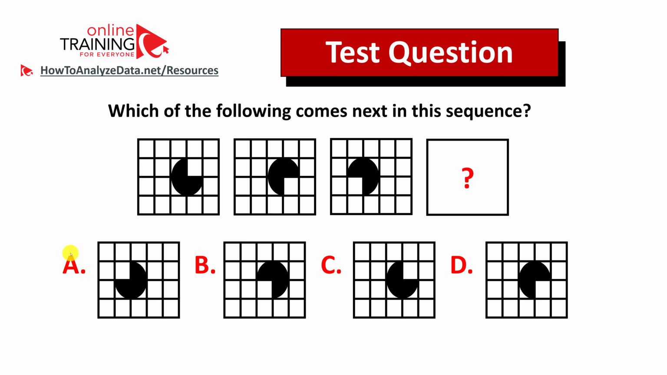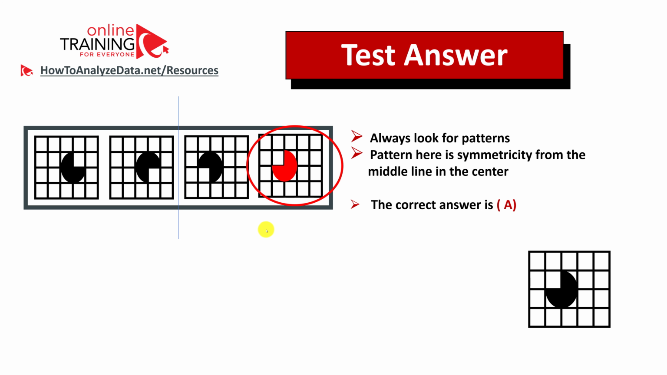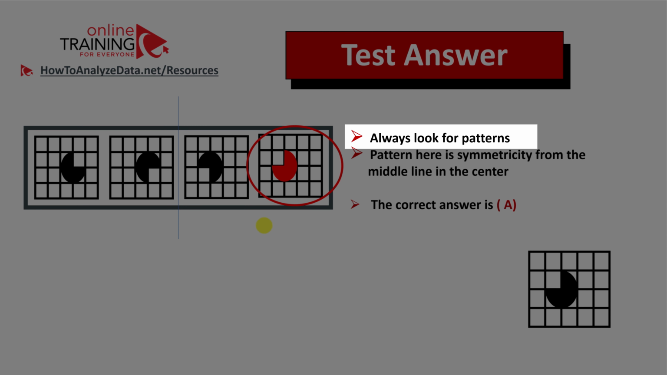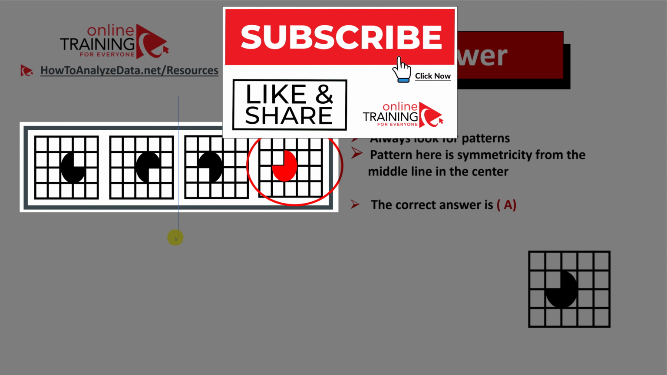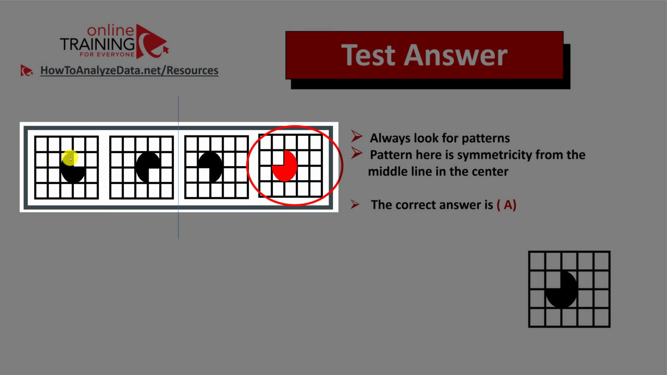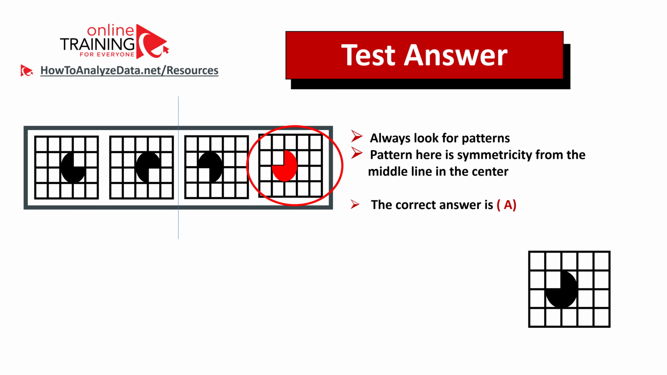Did you figure out the answer? Let's continue to see how we can get to the correct solution together. As usual, my advice is always the same. Always look for patterns. And here the pattern is symmetricity. You see, if we draw a line in the middle, you can see that the shapes, the pie pieces, are symmetrical. You see the pie in the first square mirrors the pie in the last square, because the pies in the second and third squares are also mirrored. Hopefully you've nailed this question and now know how to answer similar problems in the test.